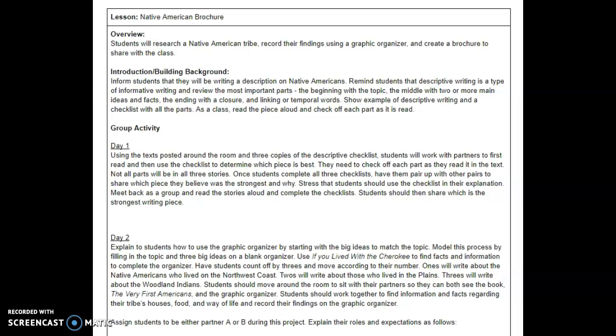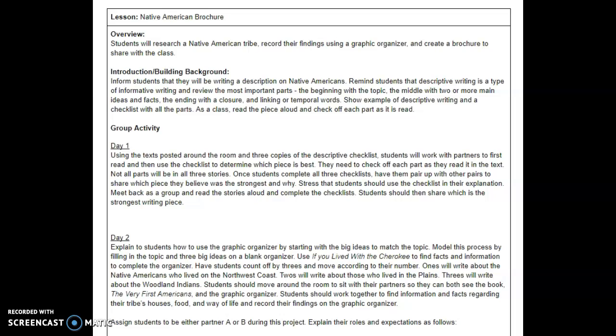This lesson is actually after we have read both the books mentioned, and we're going to take the information learned and do some more research to provide all the information needed to create the brochures and provide the facts. We're going to inform students that they will be writing a description on Native Americans, and they are probably going to need to be reminded of what descriptive writing is, and it's a type of informative writing.